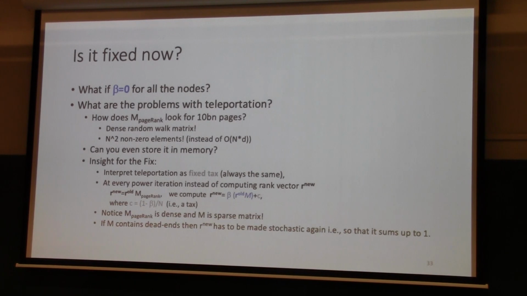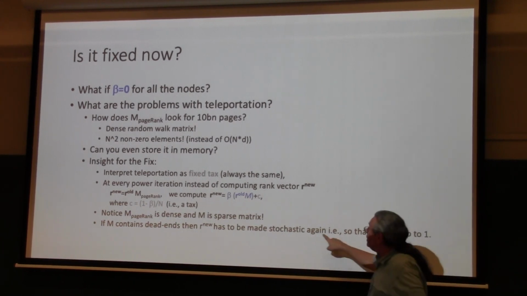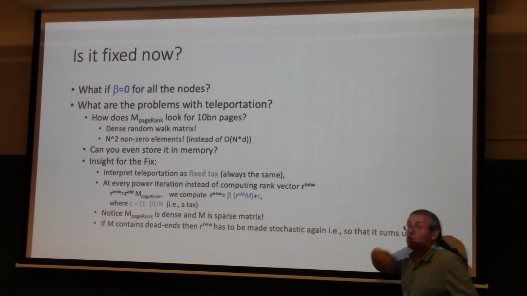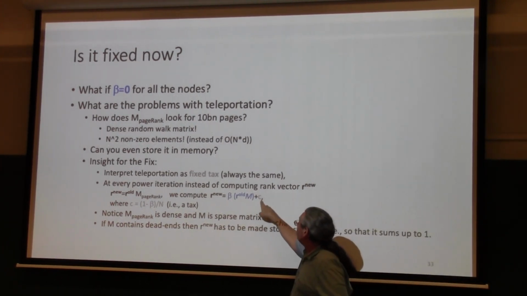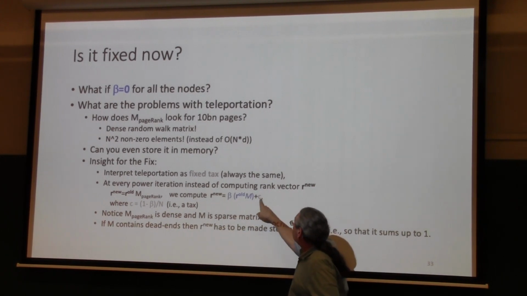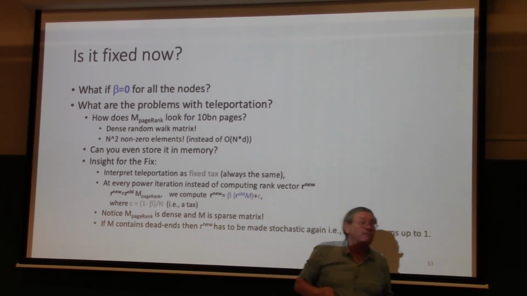Okay, of course you have to handle the dead ends. Be careful with the dead ends, because you have to jump out. For the dead ends, it's not 1 minus beta, you have to be careful, because you need to jump out 1 over n for the dead ends.